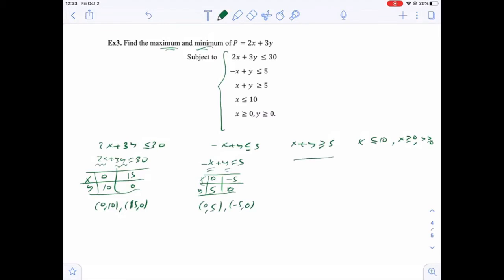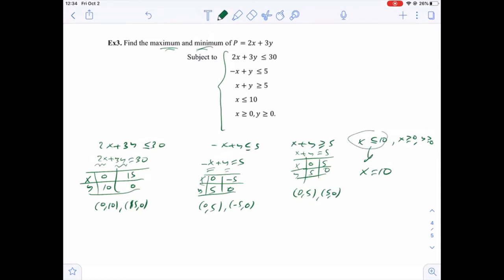Here, the equation is x plus y equals 5. Then when x equals 0, y equals 5. When y equals 0, x equals 5. So the 2 points are 0, 5 and 5, 0. Now here, x equals 10. We make it an equation, and then we graph this.